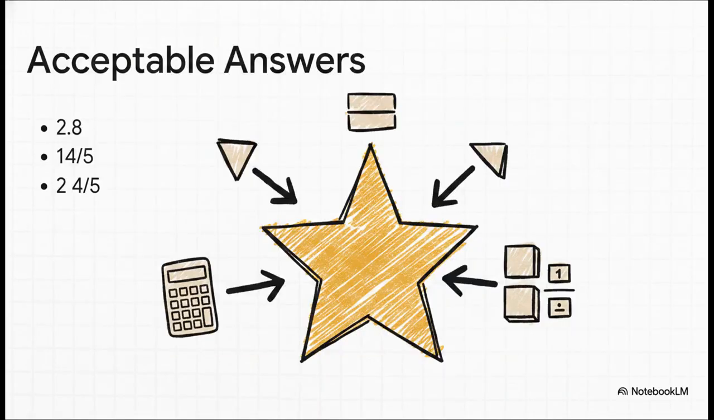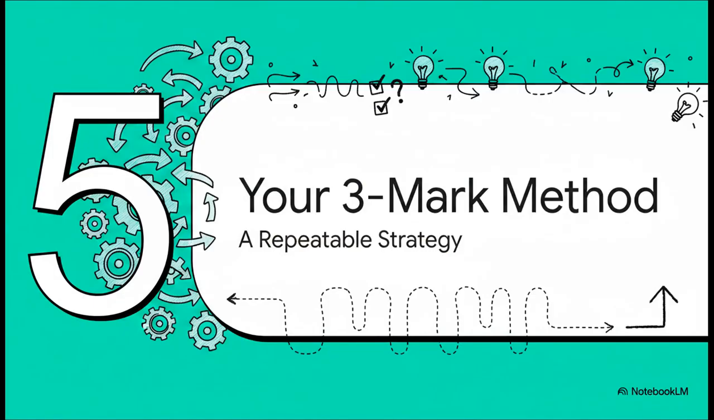What this means is the examiner doesn't really care how you write it, as long as it's correct. You could write the decimal, 2.8. You could just leave it as the fraction, 14 over 5. Or you could write it as a mixed number, 2 4/5. Any of these will get you that final mark, so don't waste precious exam time converting if you don't have to. Okay, let's wrap this all up.